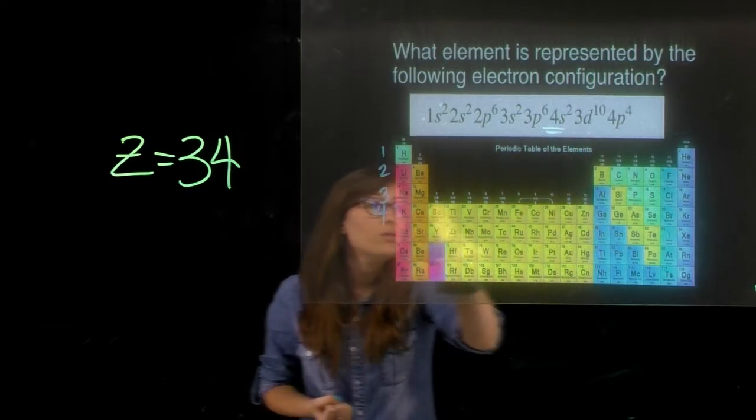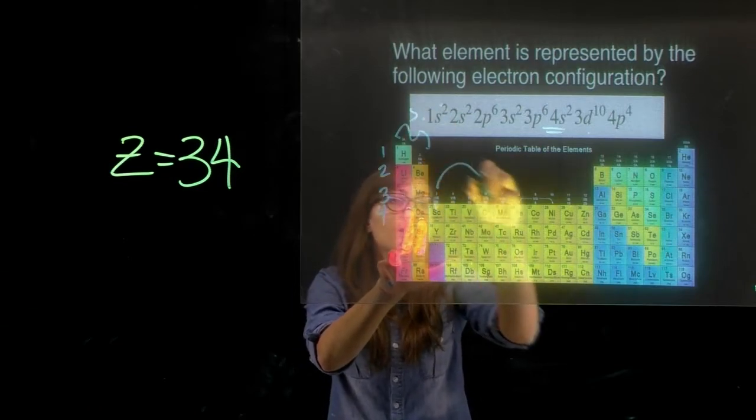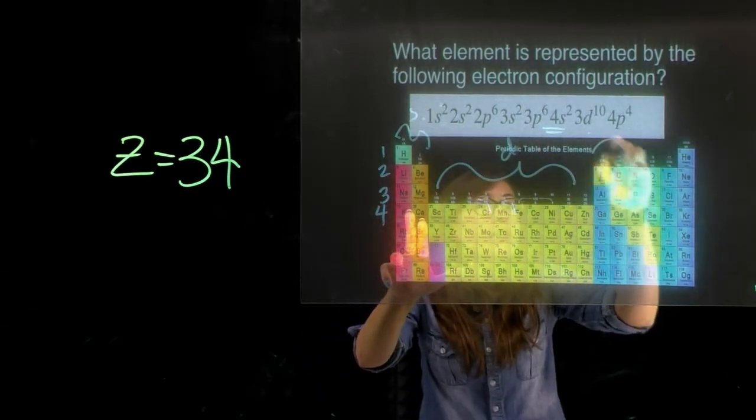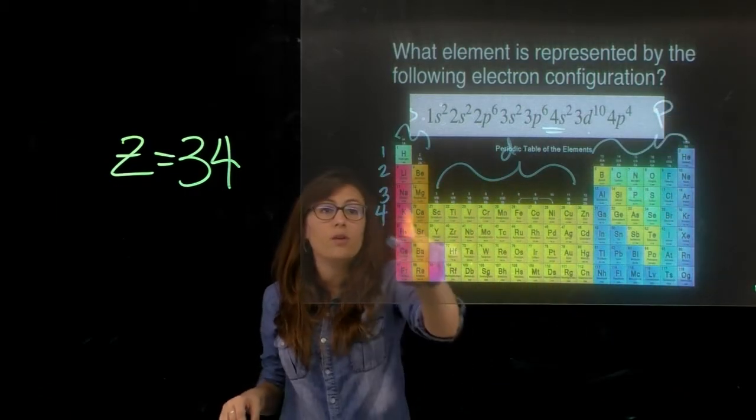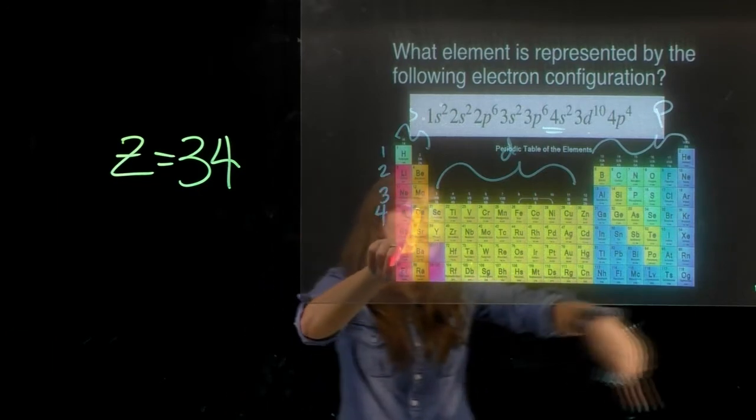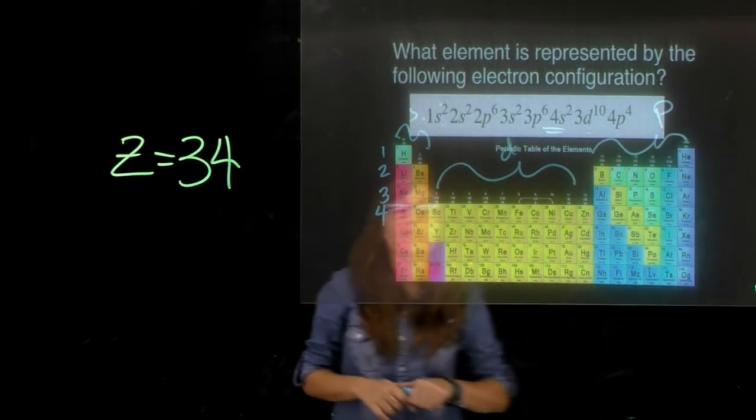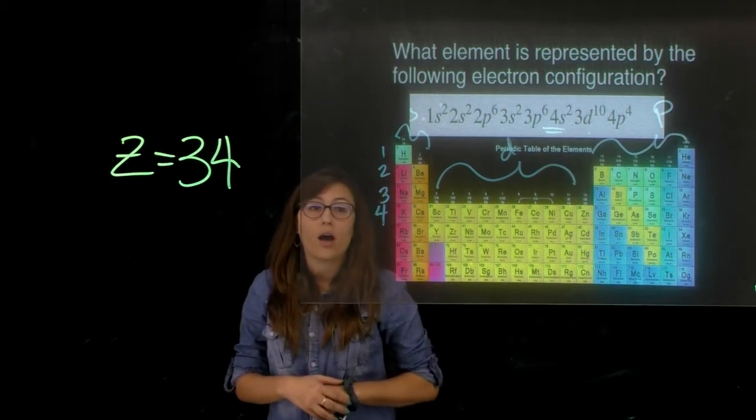So 1, 2 are my s orbitals. Remember, these are my s, these are my d orbitals, and these are my p orbitals. So this is s1, s2, p1, p2, p3, p4. And so it would have been selenium. So those are the two ways you could have approached this question.